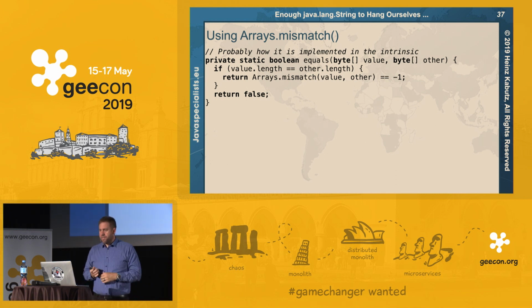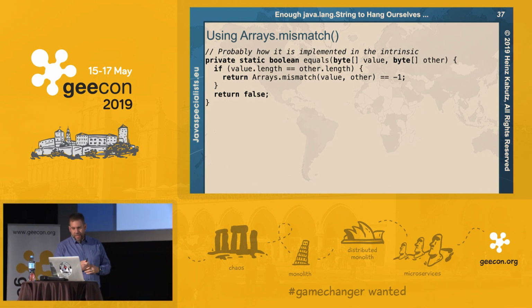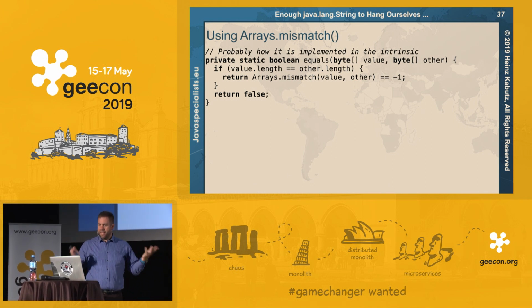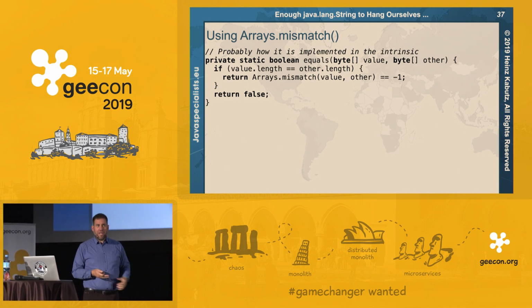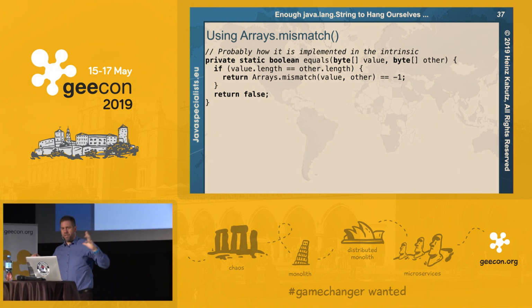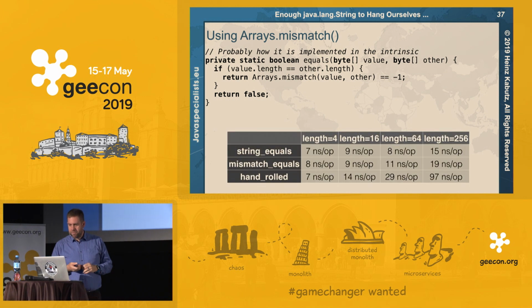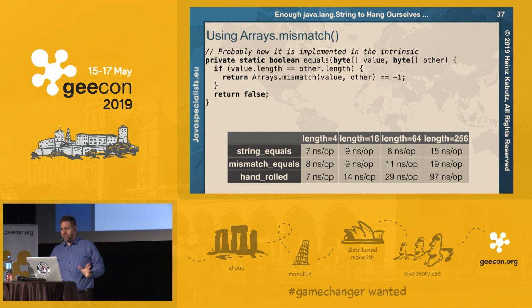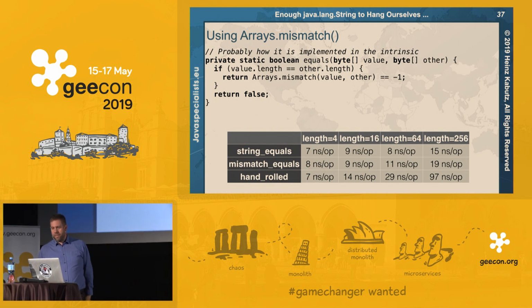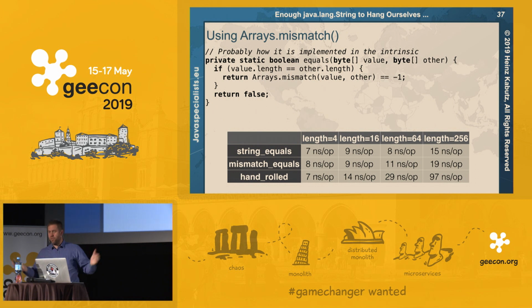But the reason is vectorization. If you write an equals method like this, using Arrays.mismatch, and you use vectorization to do the comparisons, you actually end up with a faster comparison. So string equals versus mismatch equals versus hand-rolled, if the length is small, they're equivalent. But as the length grows, they start to deviate. And the reason is the way they do the vector comparison.